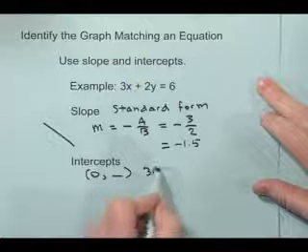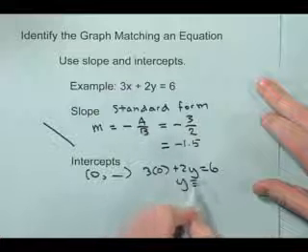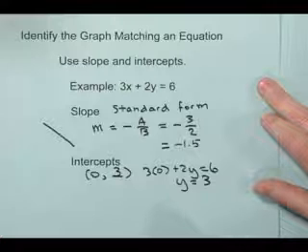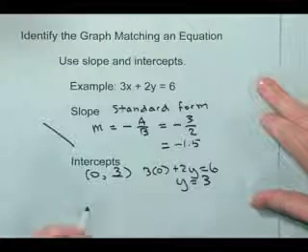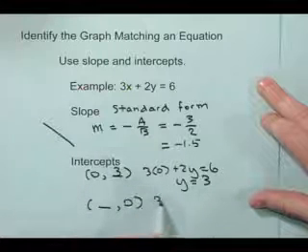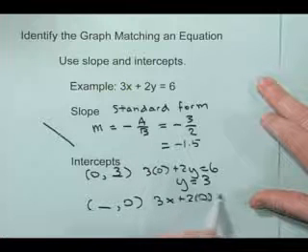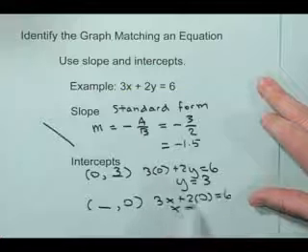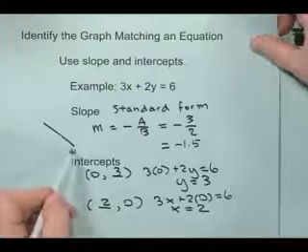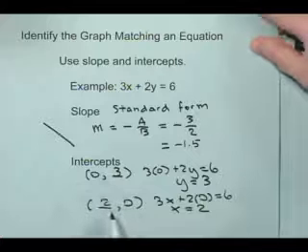Well, 3 times 0 plus 2y equals 6. We can solve that and find y is equal to 3. So we have an intercept at 0, 3. This would be our y-intercept. Similarly, if we put in a 0 for y, we'll have 3x plus 2 times 0 equals 6. So x equals 2. All right. So we have a falling line with an intercept at 0, 3 and an intercept at 2, 0.